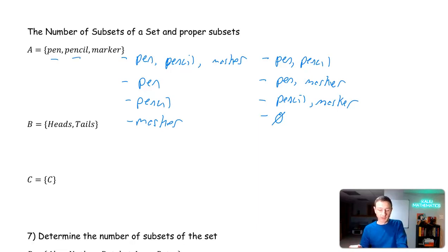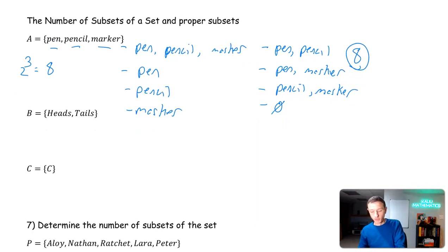There's a rule here we could follow. I have 3 elements. If I take 2 to the third, what is 2 to the third? 2 to the third is 2 times 2 times 2, which is 8. Look at that. I have 8 subsets, and my value of 2 to the third is 8. So there's a rule there. The rule is, if we take 2 to the n of A, we get the number of subsets.